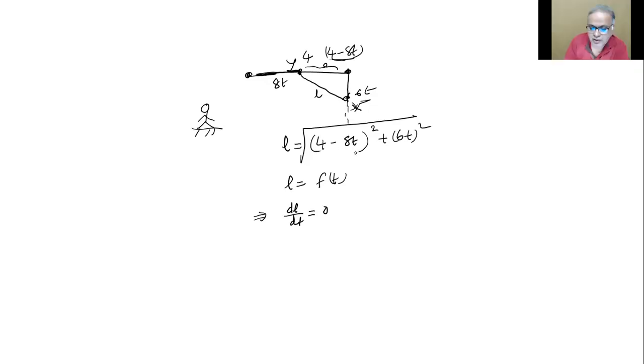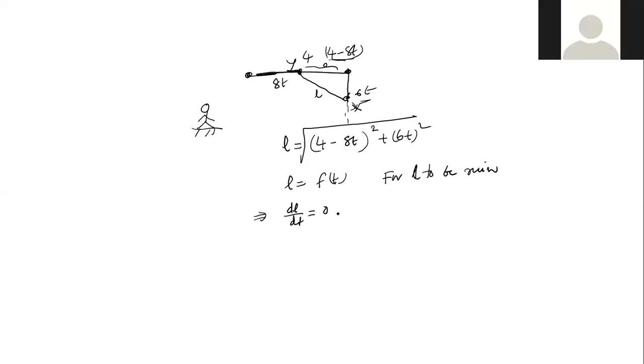L is a function of time. For L to be minimum, dL by dt should be 0. Those who did not attend this class, don't worry, because I'll do another way which is easier. Some people were there when I did maximum minima. Others who did not know this, don't worry, because we go for the relative velocity idea, which makes it easier.